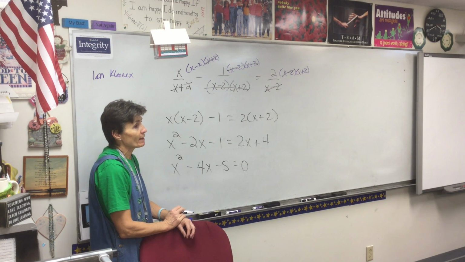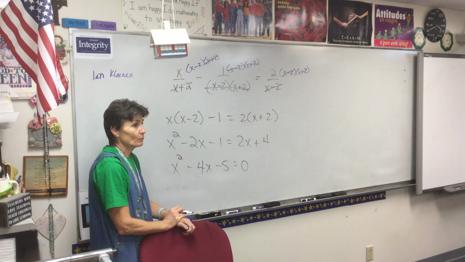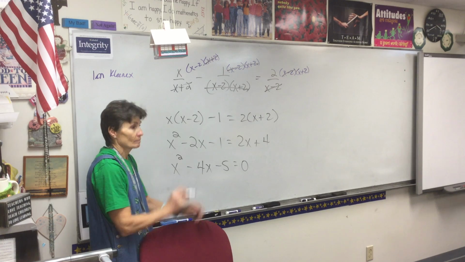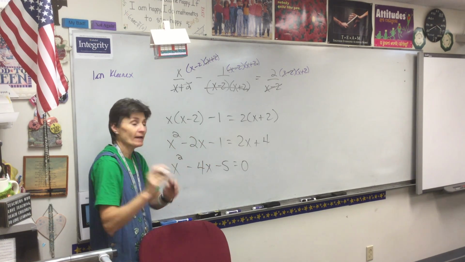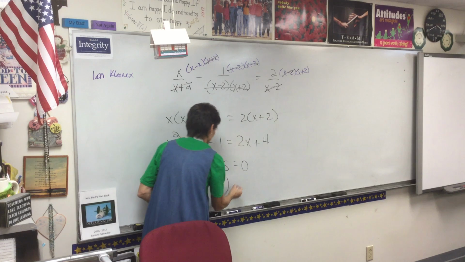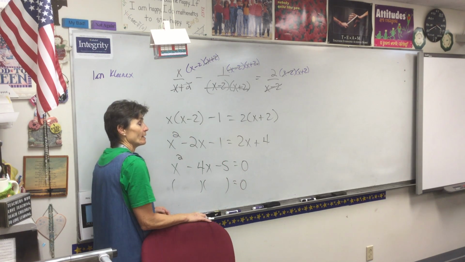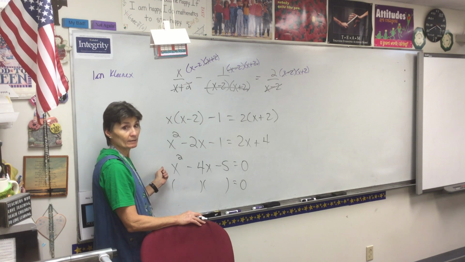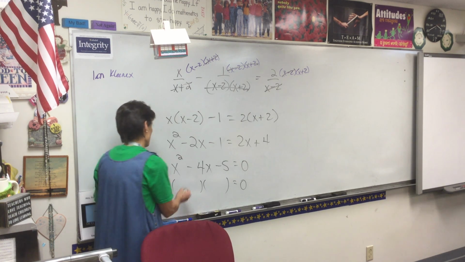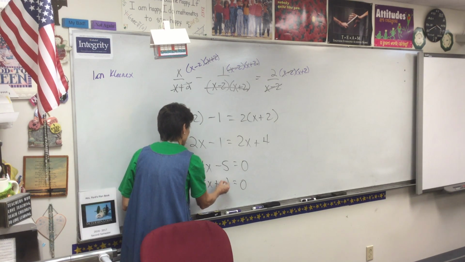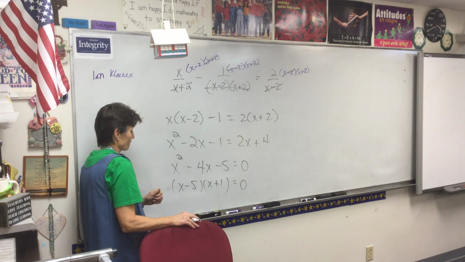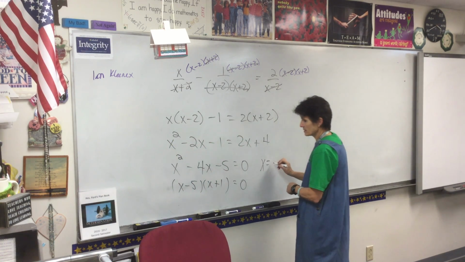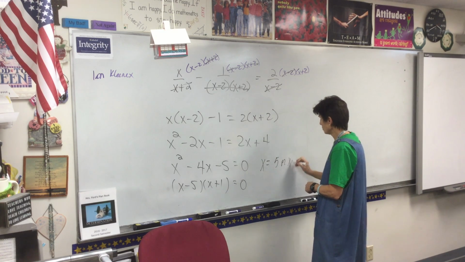Then we have a choice, don't we, Ava? What can we do? She's going like this. She says factor, right? We can factor. What else could we do if maybe it didn't factor or if you didn't know how to factor it? We could use the quadratic formula, right? So this one does factor, though, not too badly. And we end up with two answers, don't we? Yeah. x equals 5 or x equals negative 1.